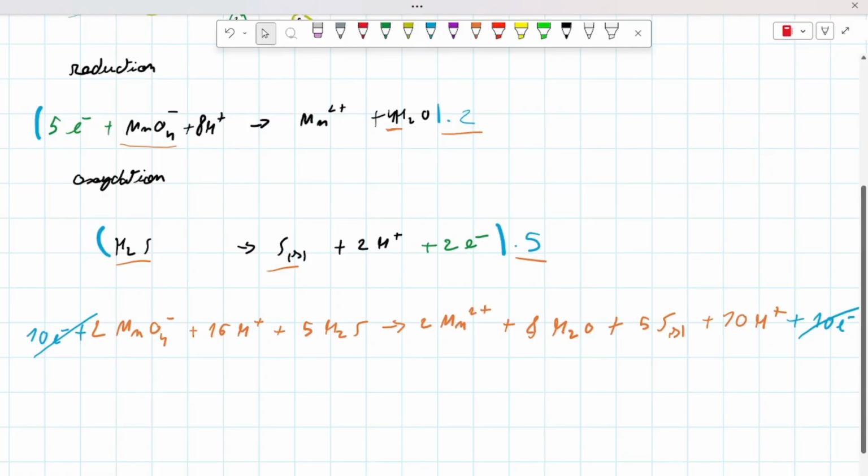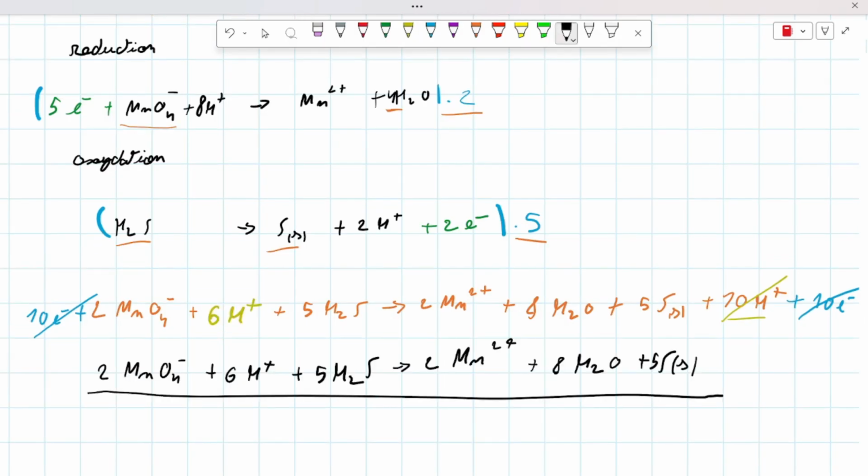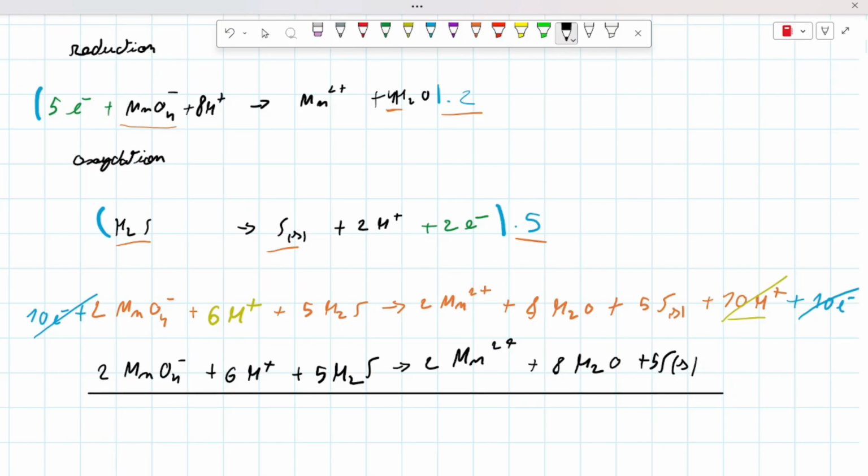We can also simplify further because we see that we have 16 H plus here and 10 H plus here, so we can delete those and subtract 10 H plus here, so that will be 6 H plus. So this equation right here is our ionic equation.